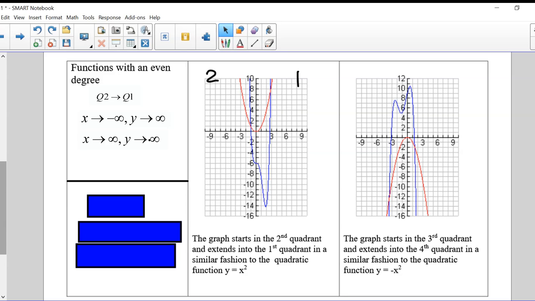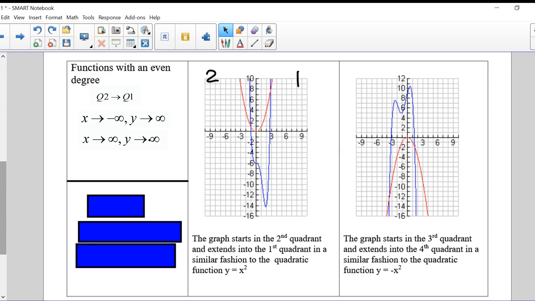Now, this graph is a quadratic. The red line is a quadratic. As you can see, it opens down. And you know that a quadratic would open down if the a was negative. The negative on a quadratic would give you that kind of graph. Okay, so here's what we need to figure out now. What quadrant am I starting off with and what quadrant am I ending up in?